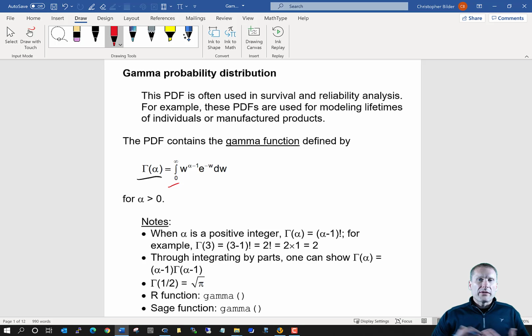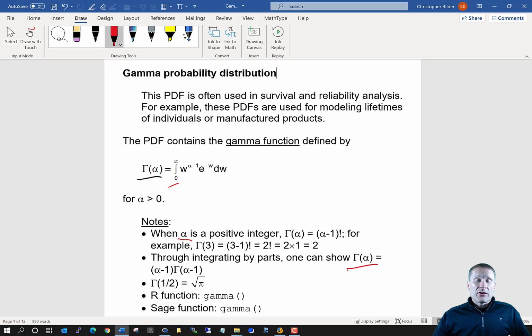Okay, so what's some somewhat practical places where this gamma function is used, or maybe you have encountered it before? Well, if this alpha is a positive integer, then gamma of alpha represents alpha minus 1 factorial. So the fact that it's related to factorials is where most people encounter it. Now, one can also show by integration by parts that gamma of alpha is actually equal to alpha minus 1 times gamma of alpha minus 1.